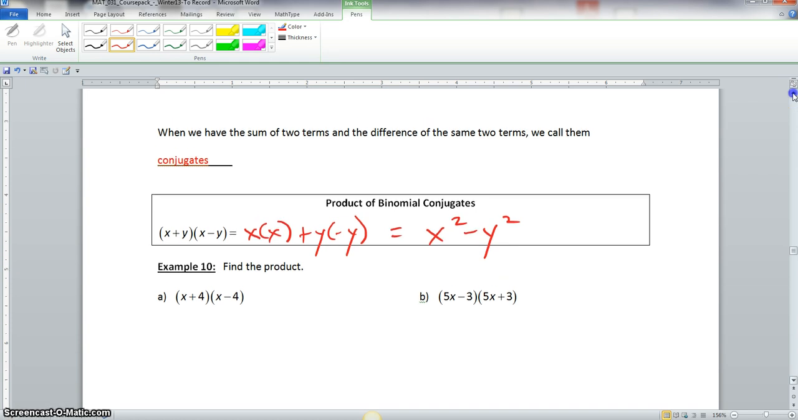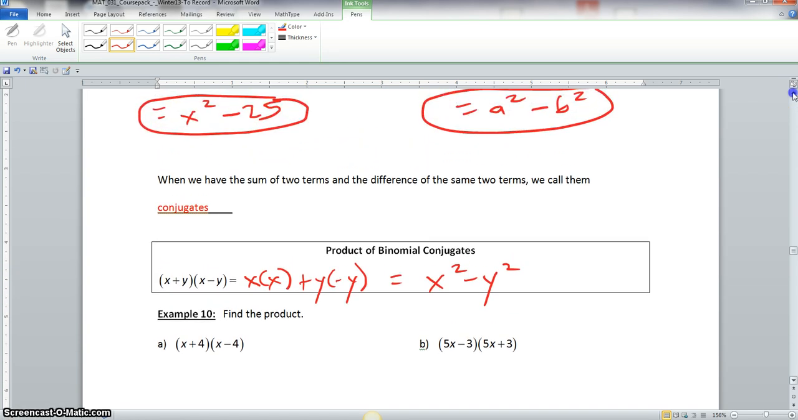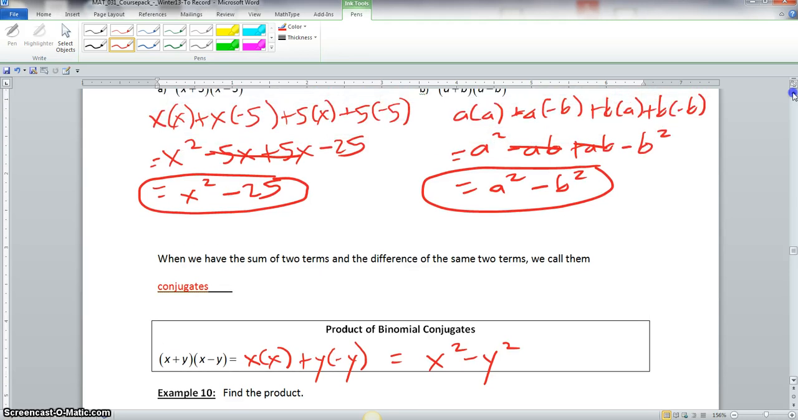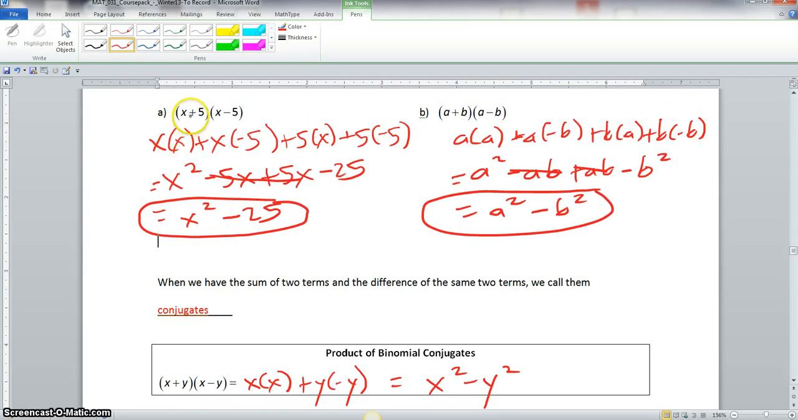Now, if you look up here, we could have done that up here, just as an example. If we would have taken x times x, that would have given us x squared, and 5 times the negative 5, which would have given us a minus 25. Same thing here, a times a is a squared, positive b times a minus b is a minus b squared.